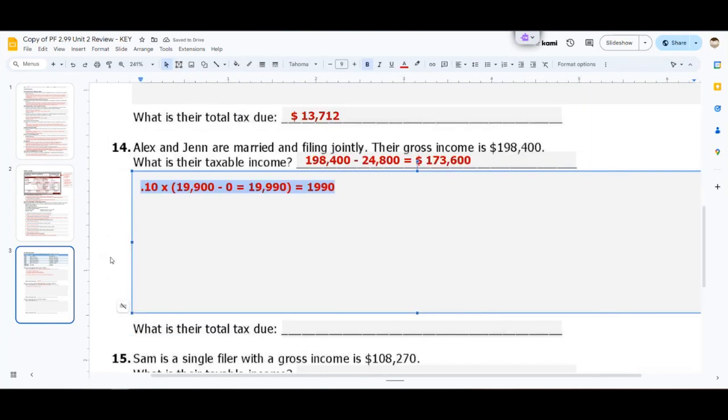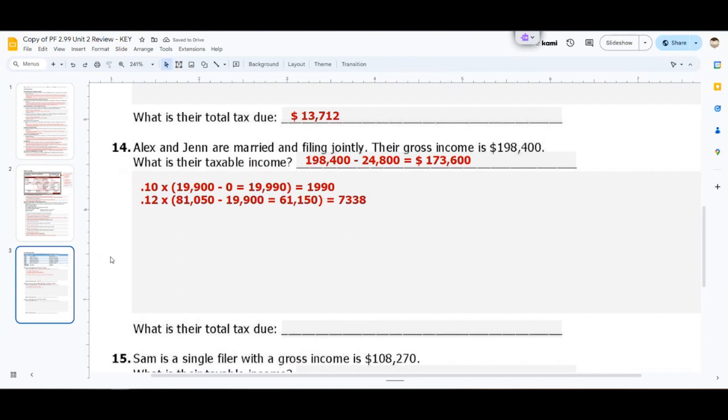So they max out that 10%. That range has 19,900 in it. 10% of that is 1,990. The 12% bracket maxes out at $81,050. And again, 19,900, we're in the earlier bracket. We subtract that out. That range then becomes 61,150. 12% of that is 7,338.